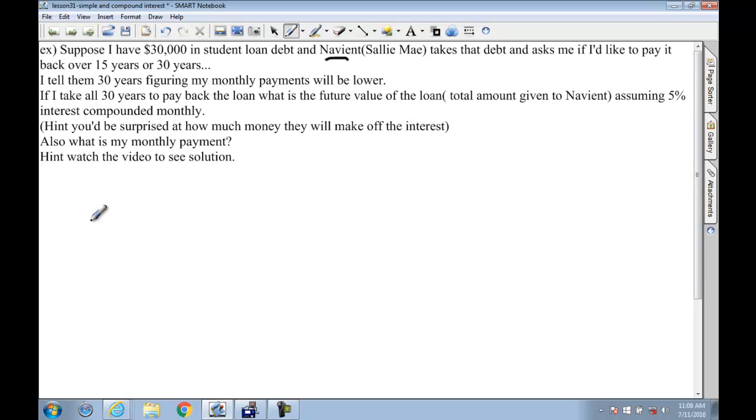But okay, you'd be surprised at how much money they're actually making if we take 30 years to pay off the student loan debt, making a lot of money off the interest accrued. So what does my monthly payment look like? All right, let's take a look.